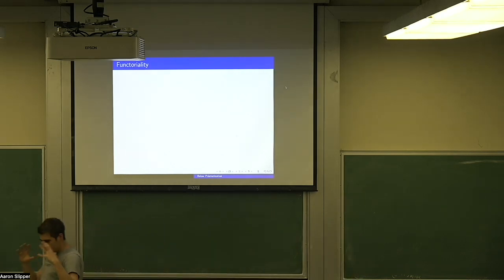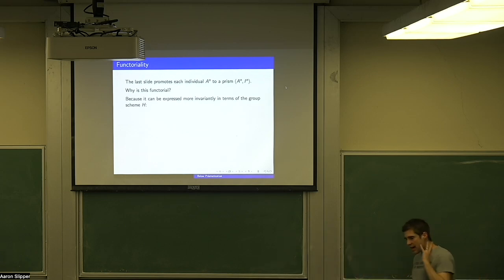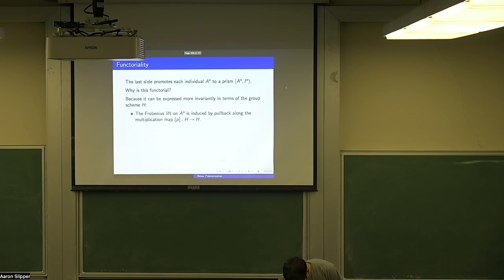We don't just want to know that each A_n individually has the structure of a prism. We need to know that those are compatible with the cosimplicial structure. This is functorial in n. And so why did they not depend on which of the taus that I chose? The answer is that the things that I did on the previous slide have more invariant descriptions in terms of the structure of the group H.